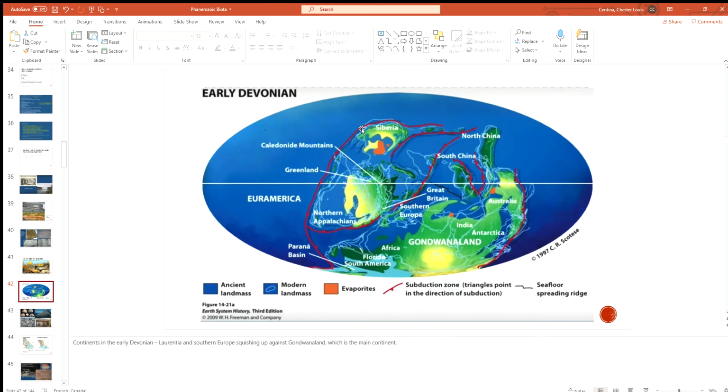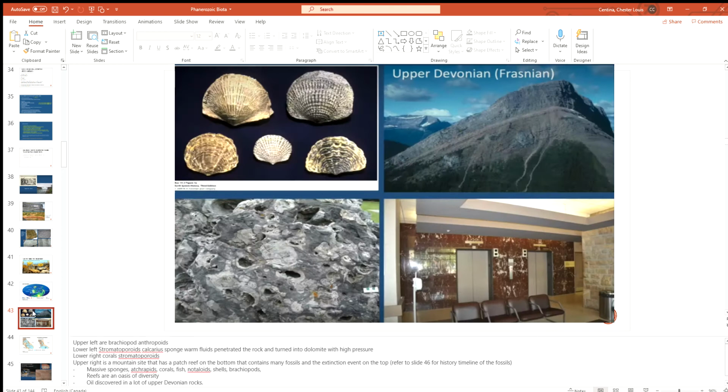So this is what the early Devonian looks like. The map. Laurentia and Southern Europe squishing up against Gondwana land, which is the main continent. Okay, so basically this is what I got from 15 minutes of what he said: Laurentia and Southern Europe squish up against this. Okay, move on.